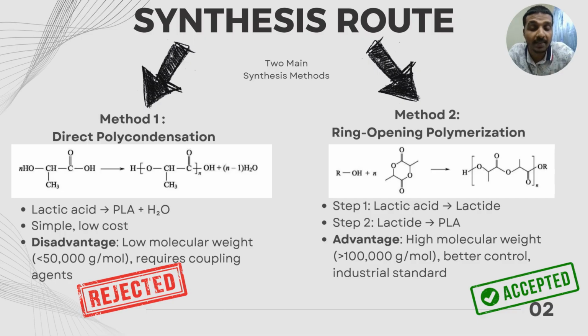Okay, to produce PLA, there are two main synthesis methods. First method is direct polycondensation and second method is ring opening polymerization. We selected the second method, ring opening polymerization, because it only contains two steps and its advantage is high molecular weight production and better control for industrial standard. We didn't select the first method because it gives low molecular weight and requires a coupling agent.